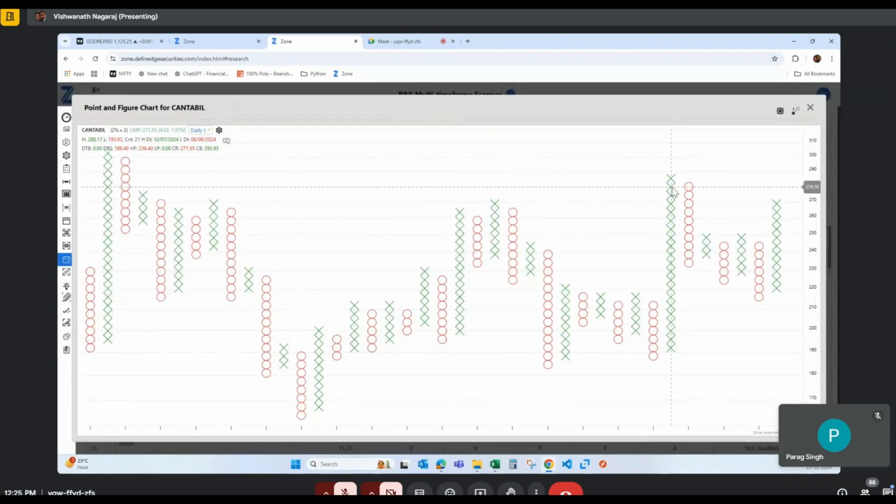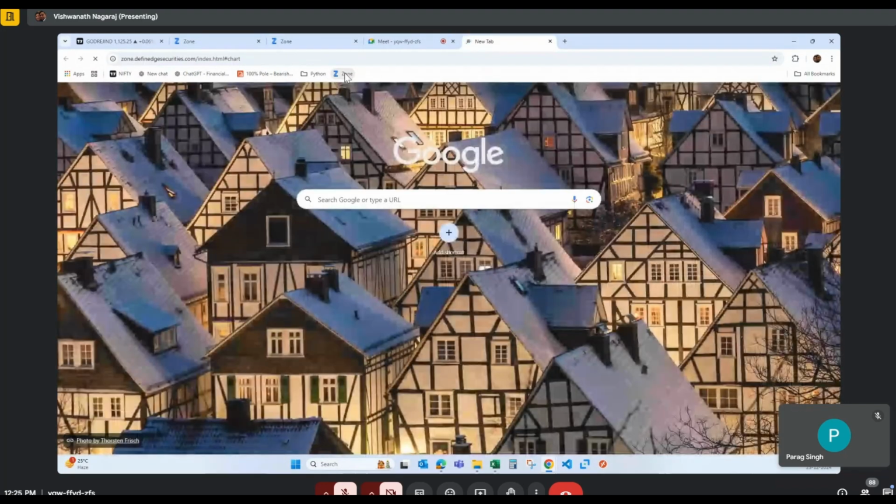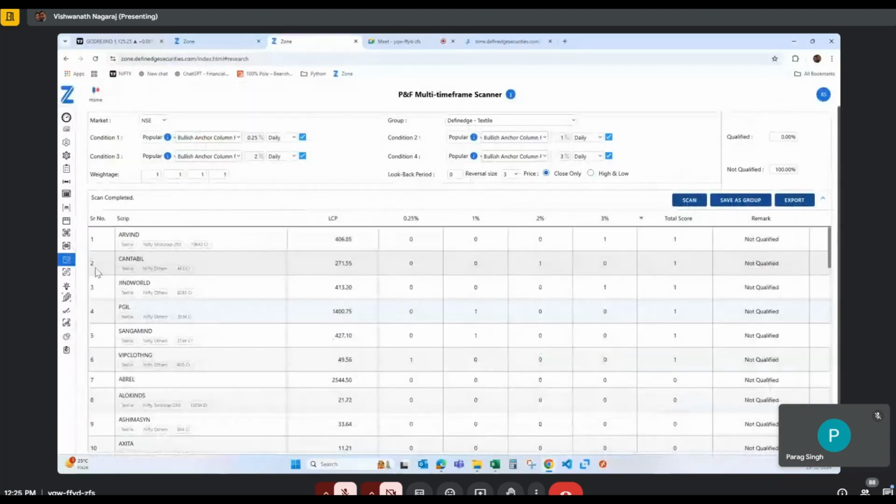See, it's a nice anchor column, a 45-degree trend line taken out, and now it's coming. If you're a safer player, then go above the double top, buy above the anchor column. If not, while this is being broken, you can try it. I'll have to open one more element to show this. Canterbill, we'll come back to Canterbill.